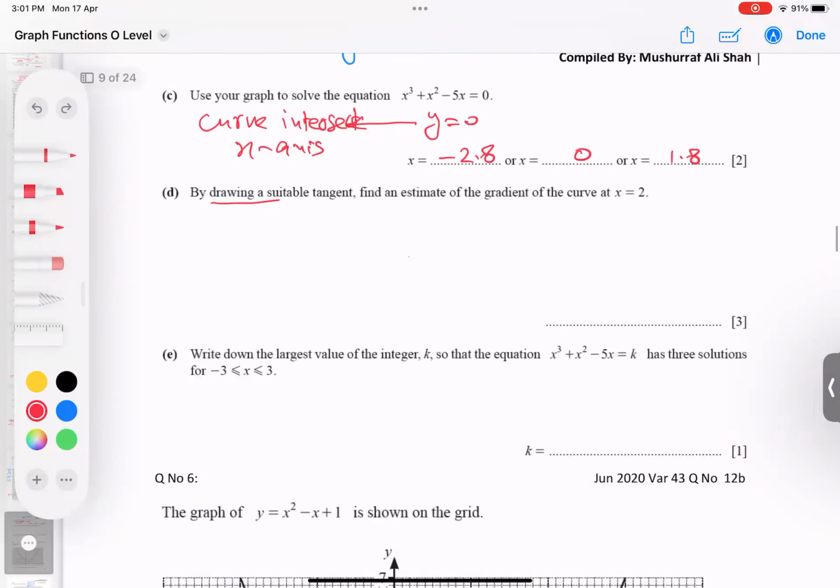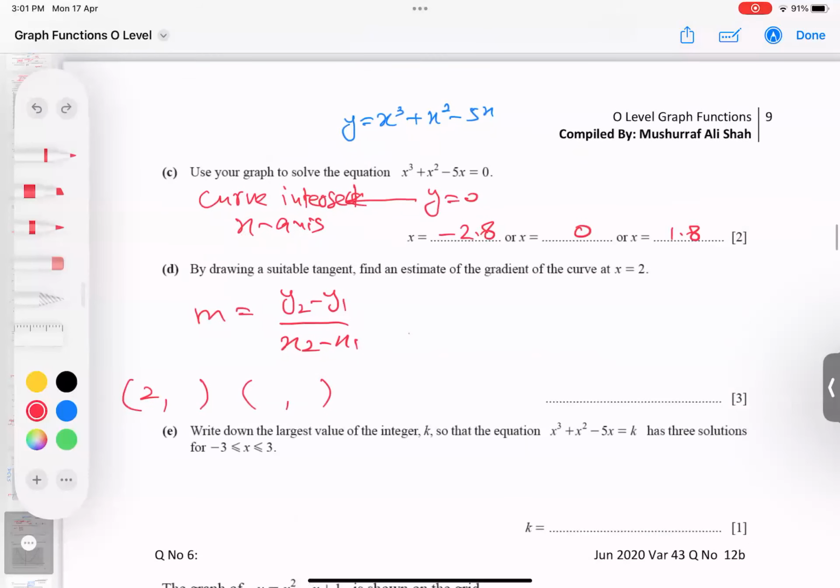Now, draw a suitable tangent is very interesting, and it comes frequently in exam papers. Estimate the gradient at x is 2. What did I say? Again, x is 2. And the gradient formula, all of you know: y2 minus y1 over x2 minus x1. So it means I need 2 points. If I don't have 2 points, I can't solve my question. So 1 point I will use definitely. x is 2 coming here, but y I don't know. That I can find easily.